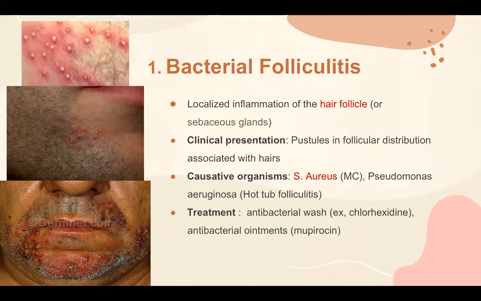The most common organism causing it is usually Staph aureus. However, it can occur because of contaminated water, and in this case, Pseudomonas aeruginosa will be the causative organism, and hence the name hot tub folliculitis. The treatment is pretty simple. If the folliculitis was superficial, you only use antibacterial washes like chlorhexidine and antibacterial ointments like mupirocin.